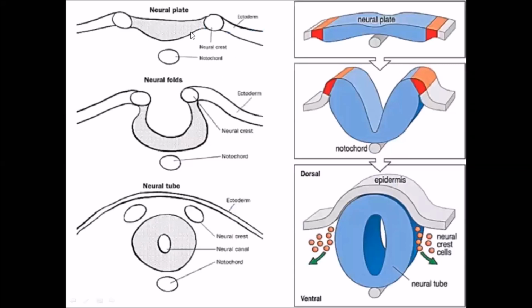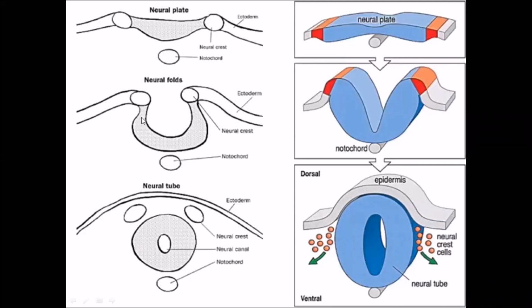Now the neural plate is formed. This formation is induced by the growth factors produced by the notochord. This is the neural plate. What happens is the neural plate invaginates towards the notochord. This results in the development of a neural groove. This is the neural groove. And the formation of the neural groove results in the formation of the neural folds. These are the neural folds.